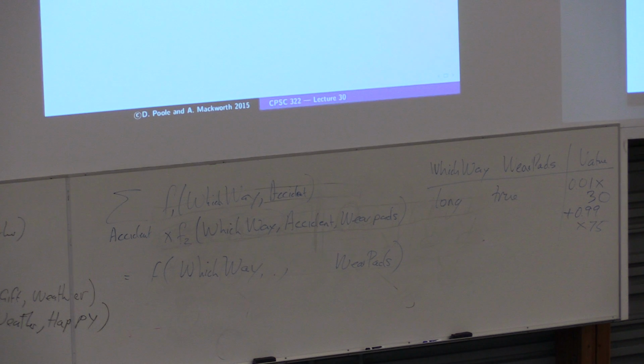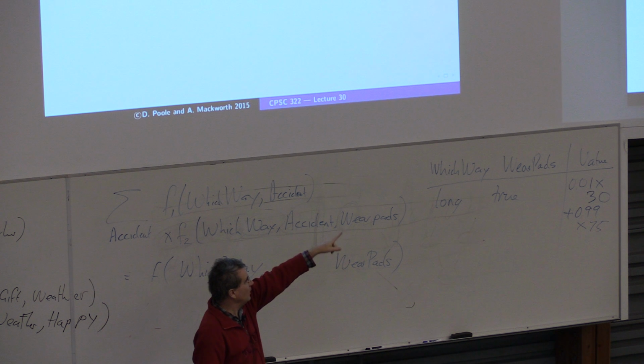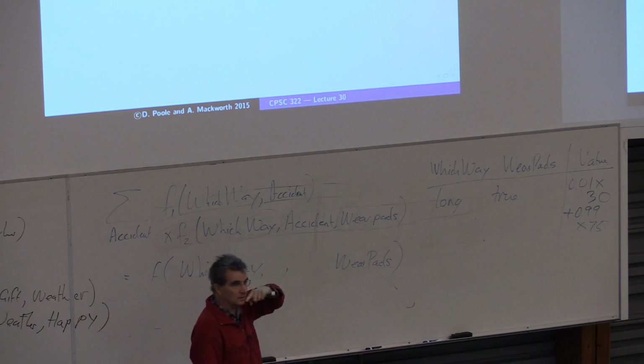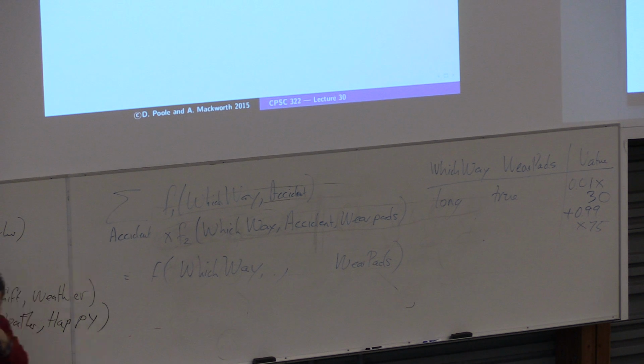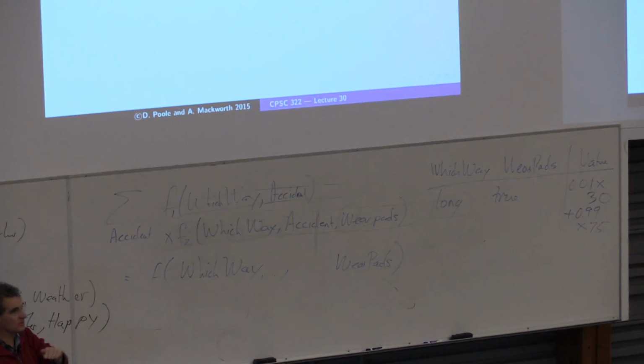And if you do that for all the combinations, you end up with this. Here it's just summing over that. So what should the agent do? It gets to choose. So what does it want to do? Right, it wants to go the short way and wear pads. It wants to choose the maximum value. It gets to choose which way it goes and whether to wear pads. So it's 83.